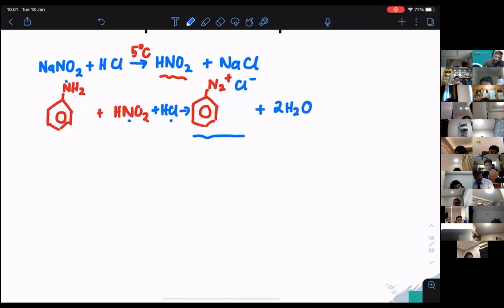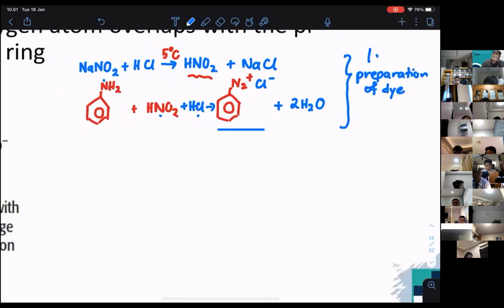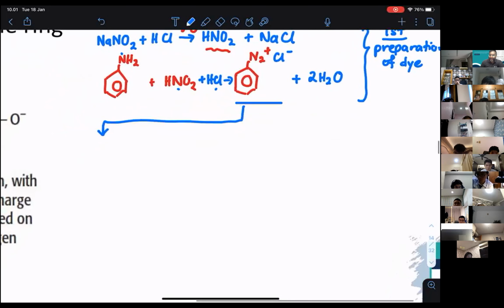Once you get that, the next step is we are going to look into how we prepare phenol. This is just the first part for the preparation of dye, diazotization. We hold on to the first part, and later we'll go for the second part. But now I want to use this to prepare phenol.